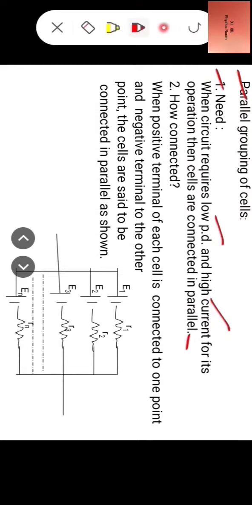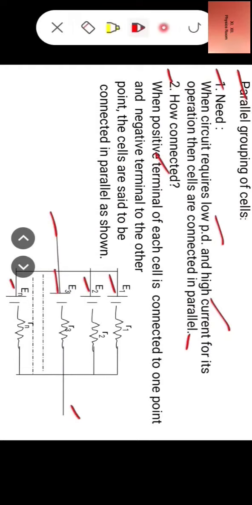Now the question arises, how are cells connected in parallel? Let us see. When the positive terminal of each cell is connected to one point and the negative terminal to the other point, the cells are said to be connected in parallel, as shown in the diagram. You can look into the diagram.